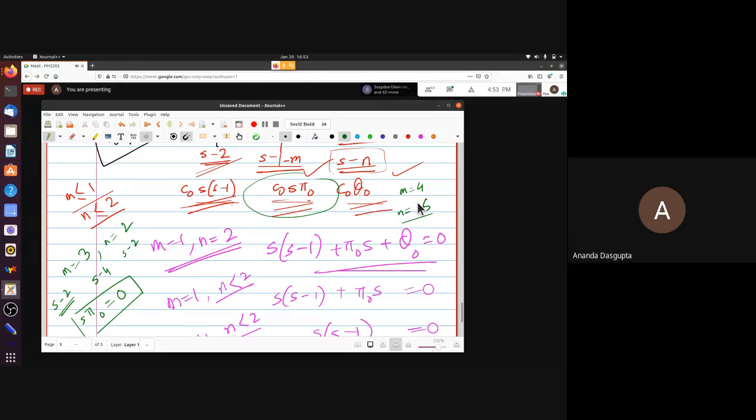So the emphasis here is on the fact that if you want both solutions to be Frobenius type, you need to have a quadratic equation for the indicial equation for the index. And that you can get only if m is bounded by 1 and n is bounded by 2, because if that is not correct, then you will not get that at all. Is that okay? Any confusions about this?